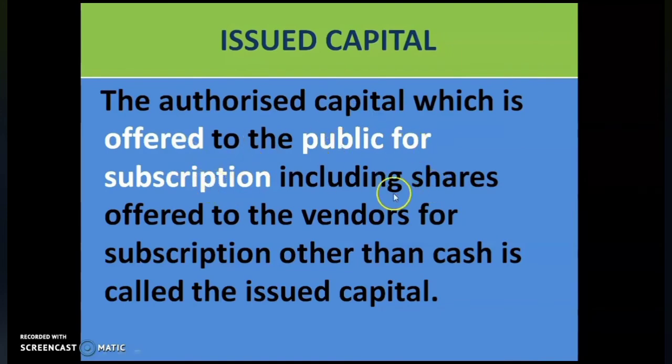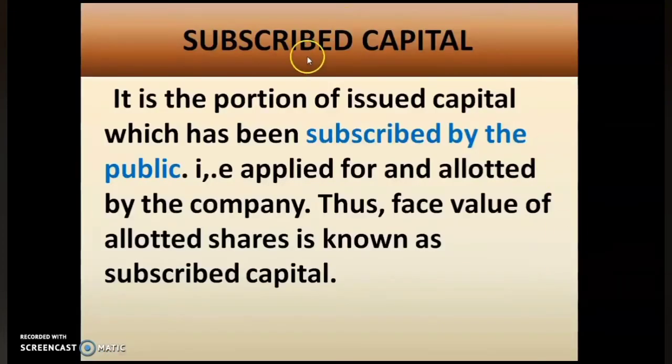Okay. So that part of authorized capital which is offered to the public so that they can subscribe to it. It also includes the shares offered to the vendor for subscription other than cash, and that is called the issued capital. So these things you will come to know when our chapter proceeds. So you just remember that issued capital is one part of authorized capital which we can offer to the public for subscription. Next, what is subscribed capital?